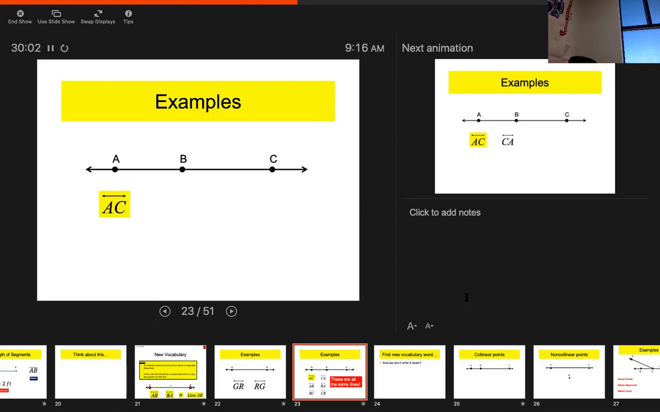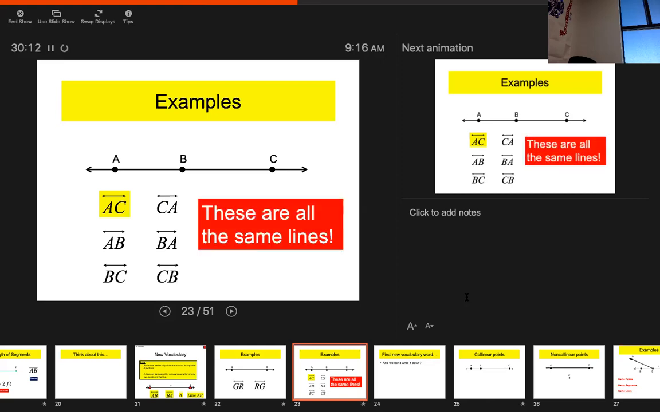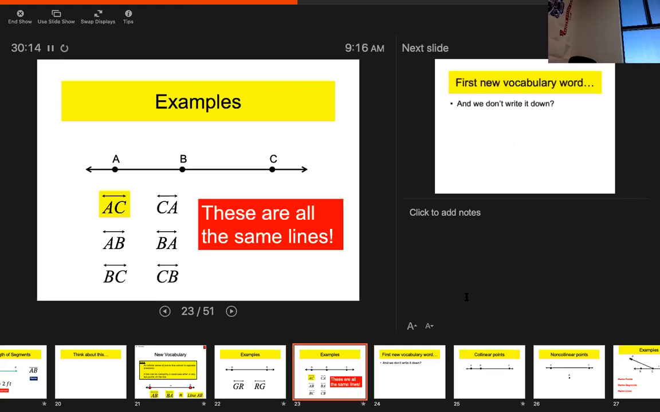All right, so line AC, and that was the one I picked as well, is no different than line AB. It's the same line. It's no different than BC. All of these are the same line. Lines are the same. Okay? All right.